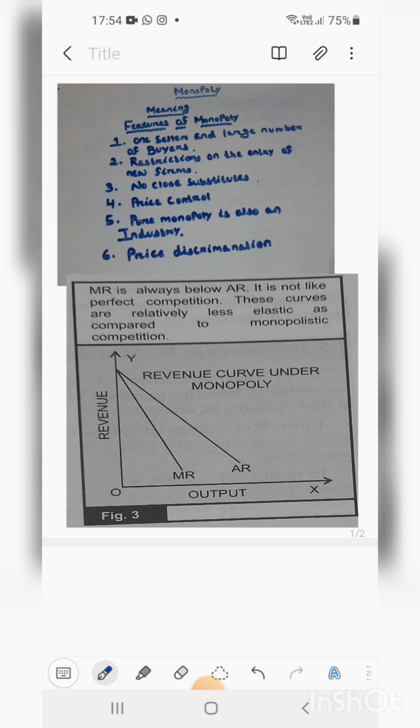First I will discuss what we mean by monopoly. Monopoly is said to exist when one firm is the sole producer or seller of a product which has no close substitutes.